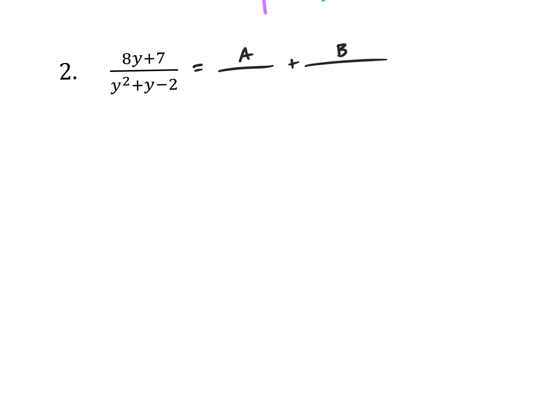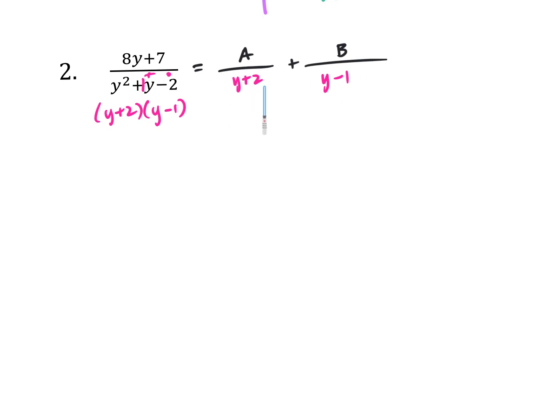What multiplies to be negative 2 and adds to be positive 1? Y plus 2, y minus 1, is that what you said? Love it. Y plus 2 is then one denominator, and y minus 1 is the other. So here we are. Do you agree?